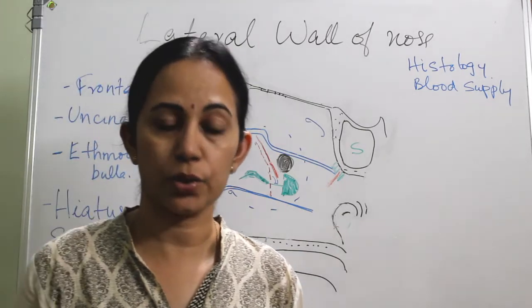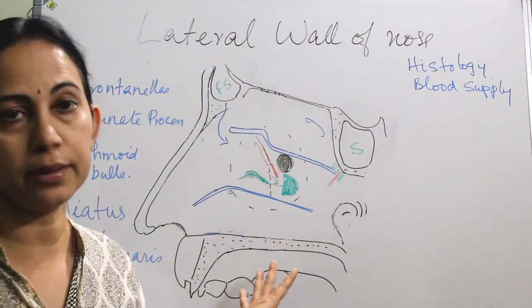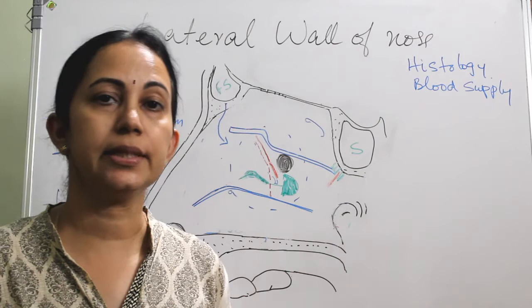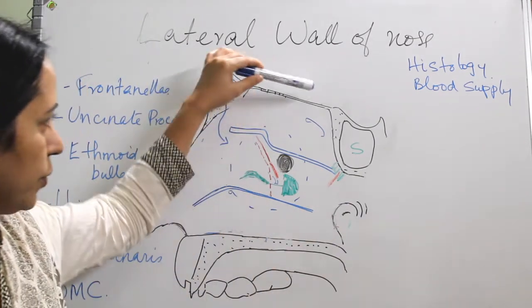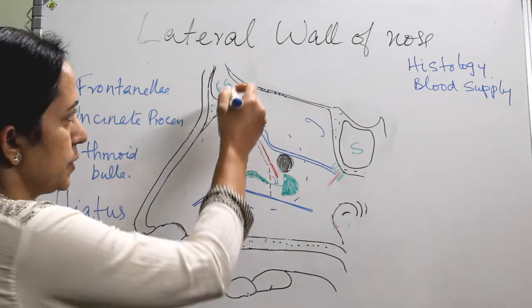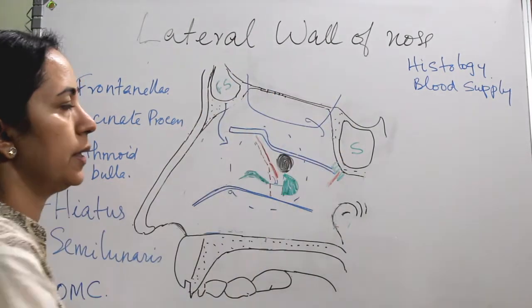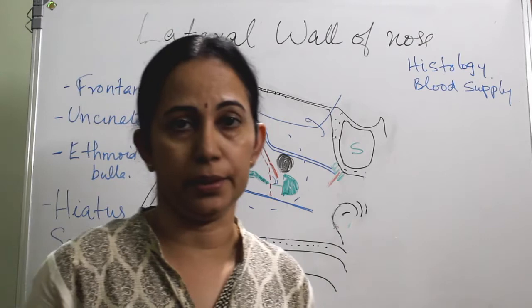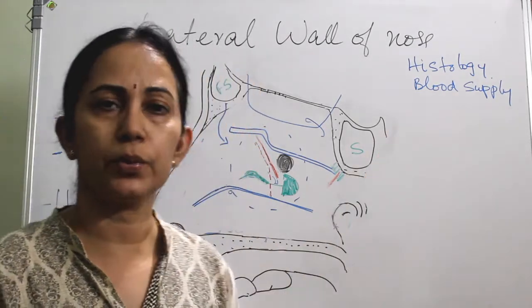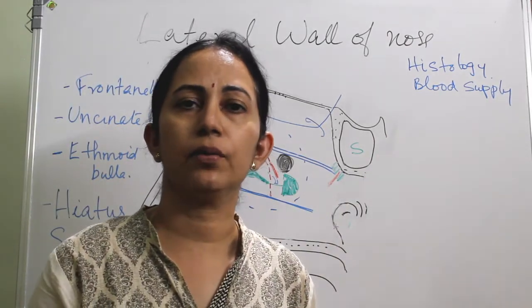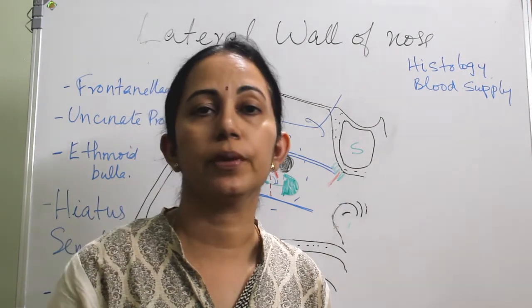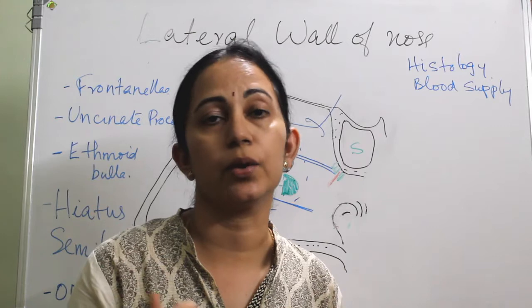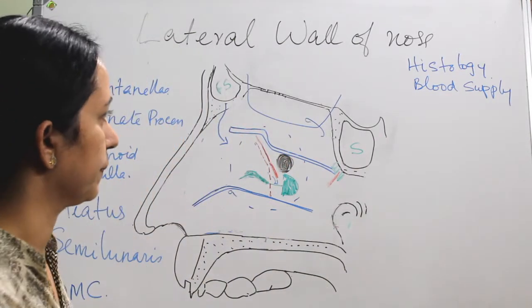Histology: the lateral wall is mainly lined by ciliated columnar epithelium of the respiratory type, except for a small superior part, which is lined by the olfactory epithelium. And what about the blood supply? The blood supply of the lateral wall, like that of the nasal septum, is both from the internal carotid artery and also from the external carotid artery.